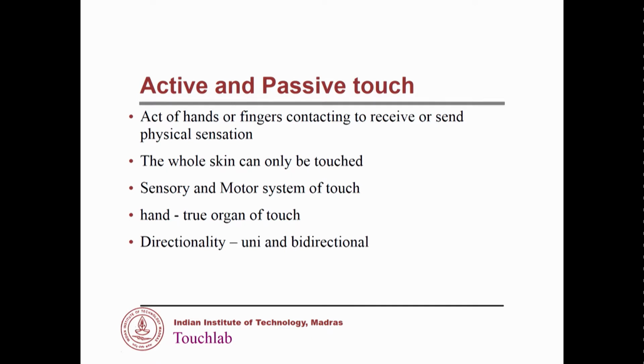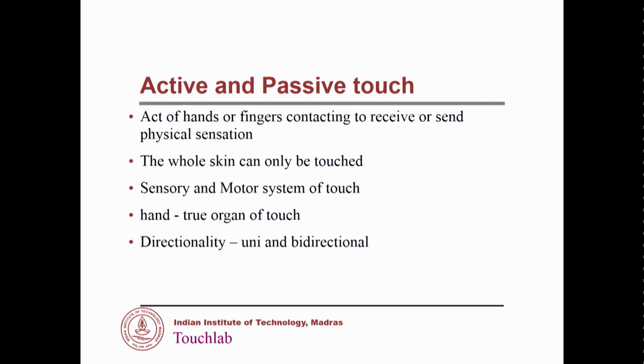So, we are going to see how all these sensors are networked in the brain and how the brain again processes information and then commands the muscle back to apply certain pressure. The entire circuit, we are going to see how we are actually manipulating it. The whole skin can be touched. The sensory system is one aspect of it, and the motor system is the other aspect of touch. The hand is the true organ of touch.